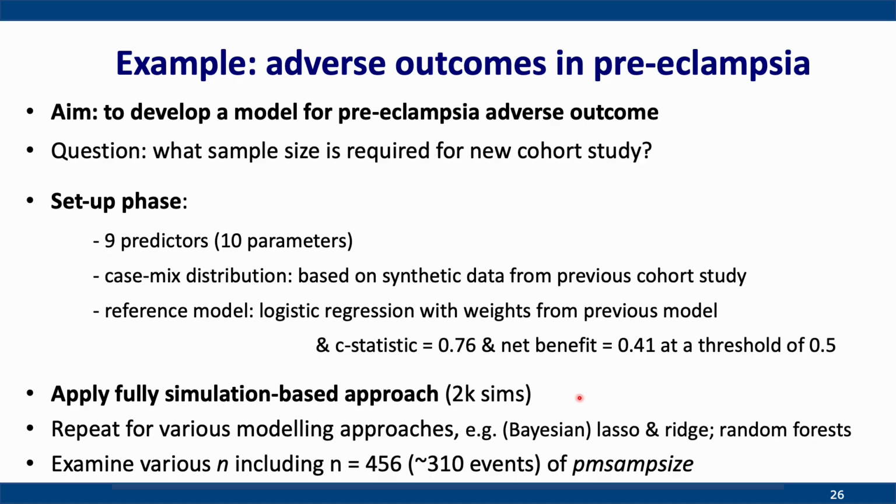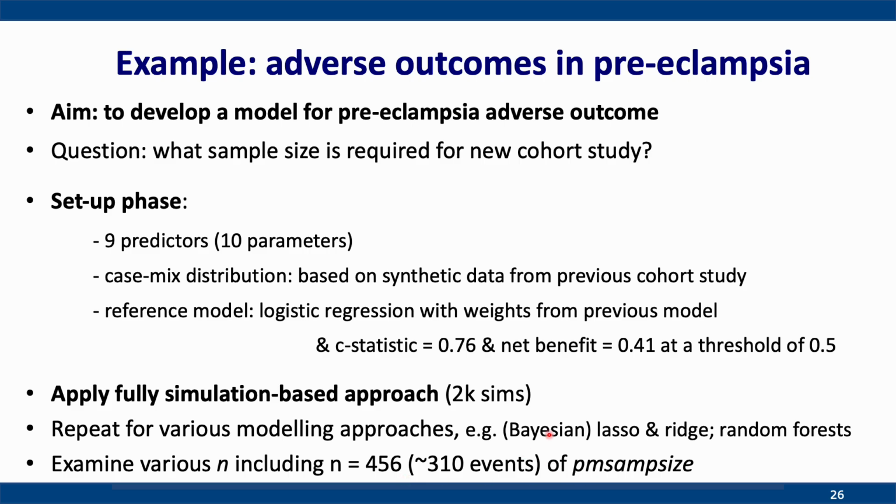So we're going to apply a fully simulation-based approach. I think we used about 2,000 simulations. I think 1,000 is probably fine, and sometimes 200 is fine as well. I think it depends which measures you're interested in. And we're going to look at various modelling approaches. So we're going to say, let's see the impact of using frequentist lasso and ridge, or a Bayesian lasso and ridge, or the impact of using a random forest. In the paper, we look at other machine learning methods as well. And I'm going to start with a sample size of 456, which is what pmsampsize recommends here as the minimum.